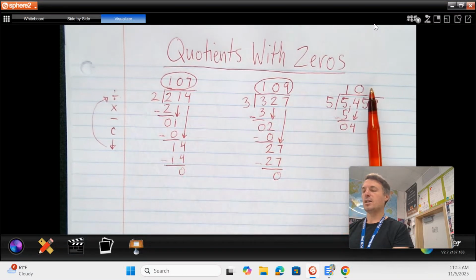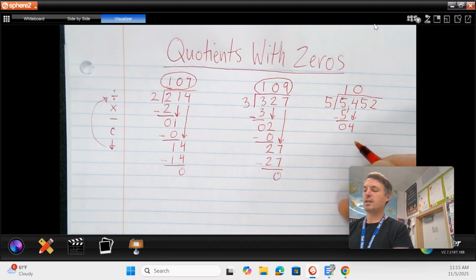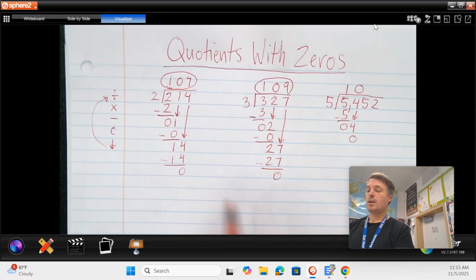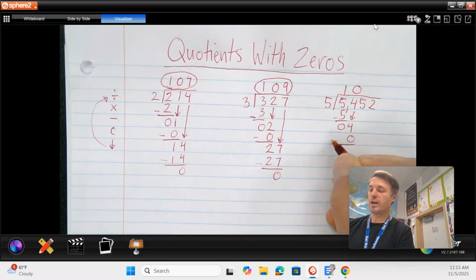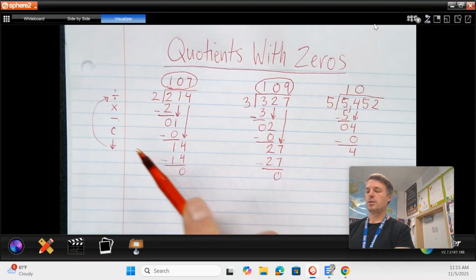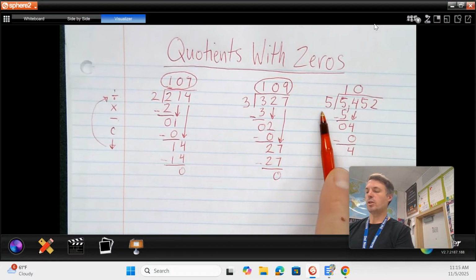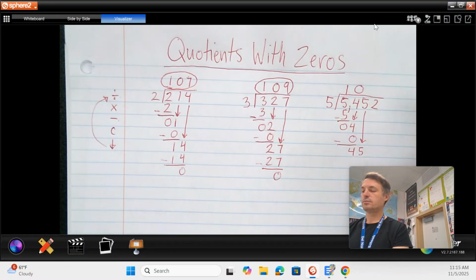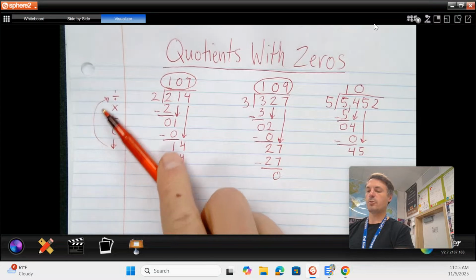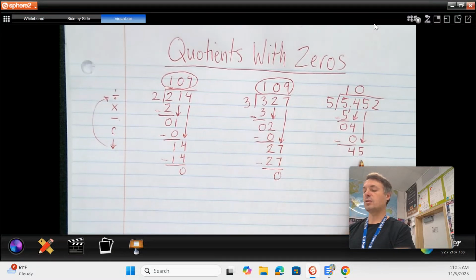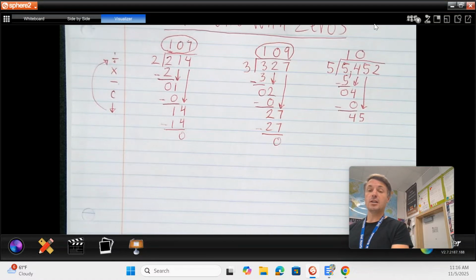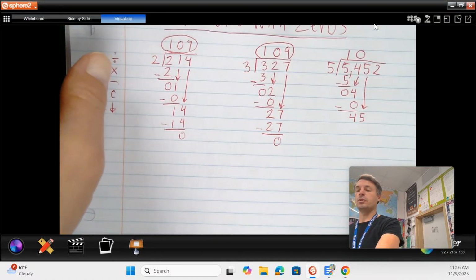Then we multiply. 0 times 5 is 0. Remember, anything times 0 is always 0. Then we subtract. 4 minus 0 is 4. Then we compare. Is 4 smaller than 5? Yes. Then we bring down the 5. After we bring down, we go back to divide. Now we're dividing 5 into 45. And if you know that 5 times 9 is 45, you know that 5 can fit into 45 9 times.